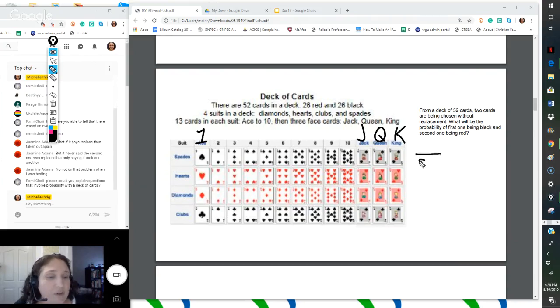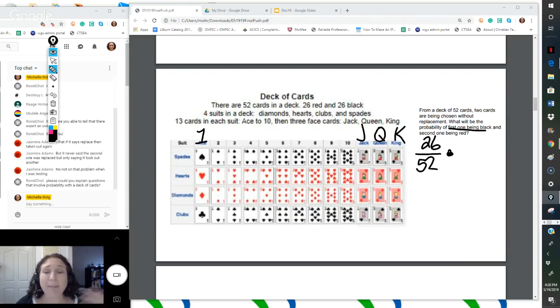So if I know there's 52 cards in the deck and it says 26 red, 26 black, the first one is definitely going to be black. So I'm going to put a 26. And because it says the word and, I need to multiply. So now I'm going to multiply.